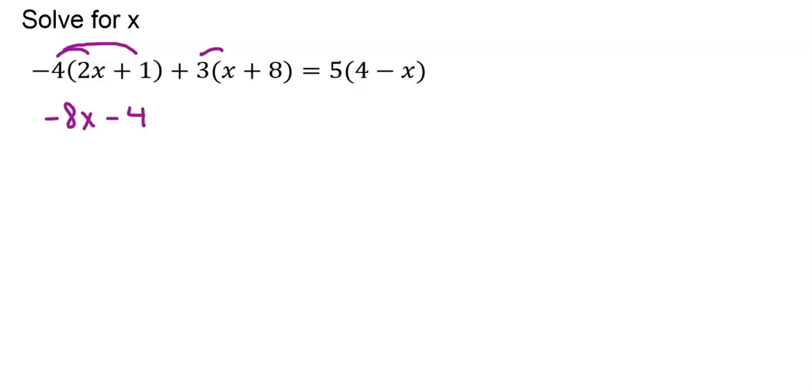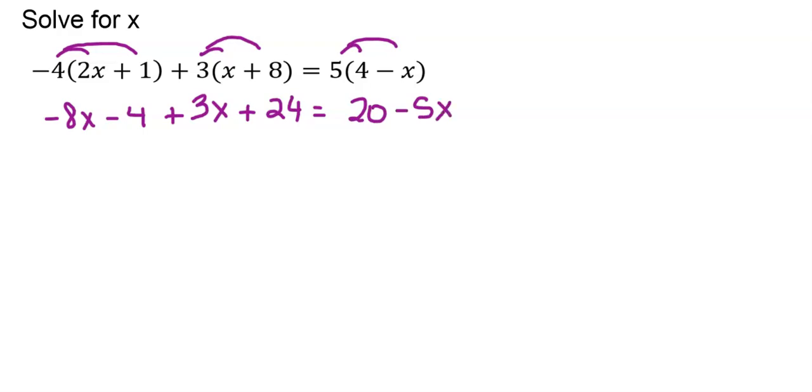And we've got a 3 we can distribute. So 3 times x is 3x. 3 times 8 is 24. And on the right side, more distributive property. We've got 5 times 4 is 20. 5 times negative x, that's minus 5x.